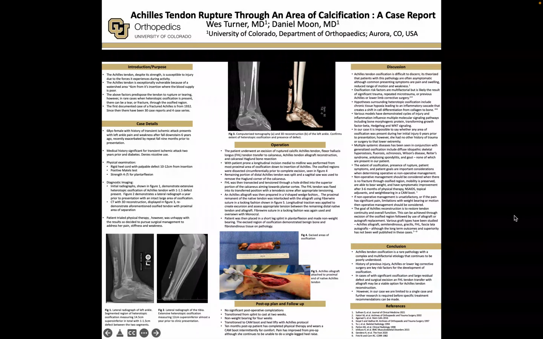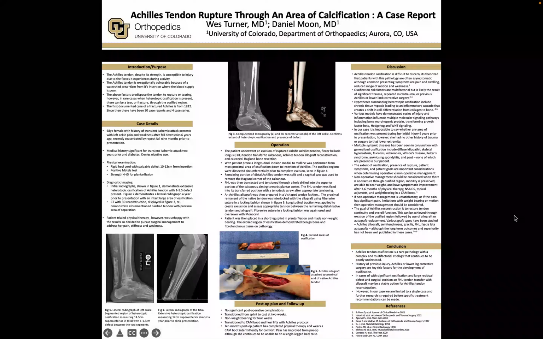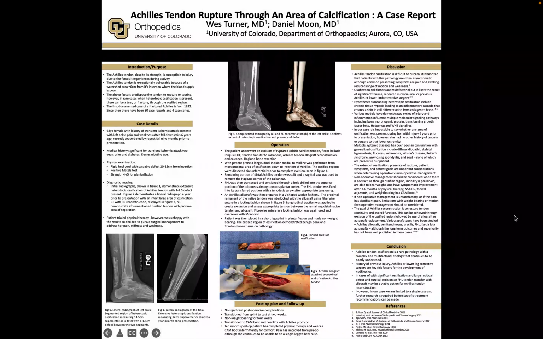On physical exam, she has a rigid heel cord with a palpable defect 10 to 12 centimeters proximal from the insertion. She has a positive Matles test, and she has 4 to 5 plantar flexion. On initial radiographs seen in Figure 1, it demonstrates an extensive area of heterotopic ossification at the Achilles, measuring about 14 to 15 centimeters in length, with a 1 to 1.5 centimeter defect present.